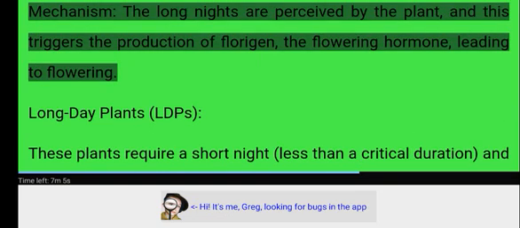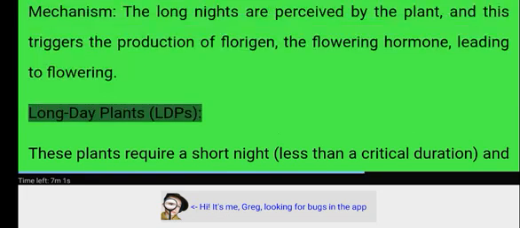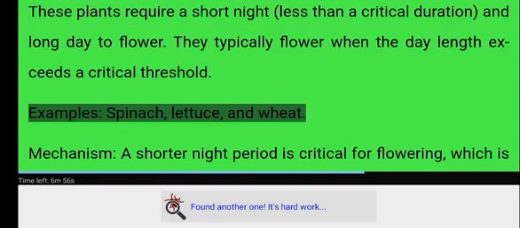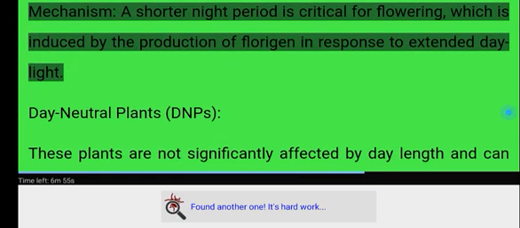Mechanism: the long nights are perceived by the plant, and this triggers the production of florigen, the flowering hormone, leading to flowering. Long day plants (LDPs) require a short night, less than a critical duration, and a long day to flower. They typically flower when the day length exceeds a critical threshold. Examples: spinach, lettuce, and wheat. Mechanism: a shorter night period is critical for flowering, which is induced by the production of florigen in response to extended daylight.